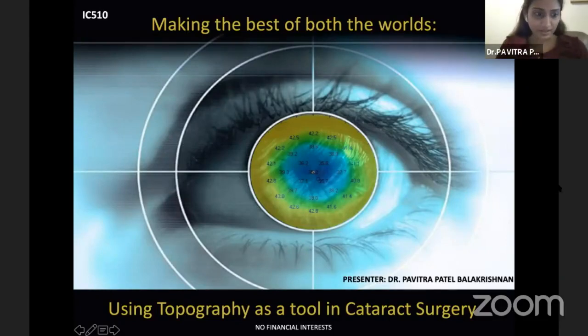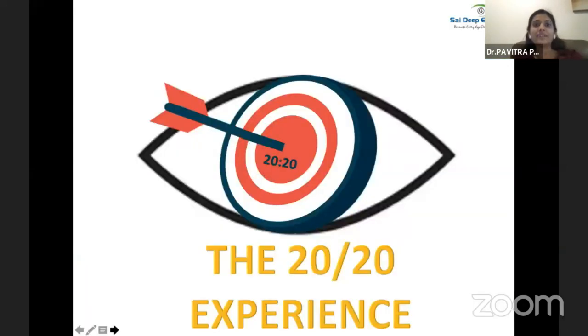Good morning, everyone. We've been using topographers widely and primarily for refractive surgeries, but now its role in cataract surgery per se is becoming more and more important. With the advent of state-of-the-art technology, cataract surgery is now turning into a refractive surgery, with patients demanding flawless quantity as well as quality of vision.